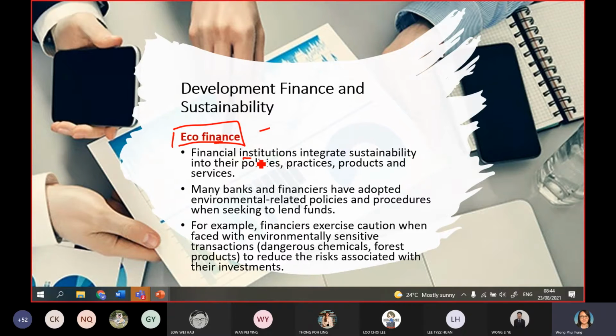Eco-finance means that the financial institution integrates sustainability into their policy, practice, product, and services. When a developer wants to apply for funding, the financial institution or the bank will check, hey, Mr. Developer, do you integrate any sustainability in the development? Do you practice any sustainability waste management in your development?